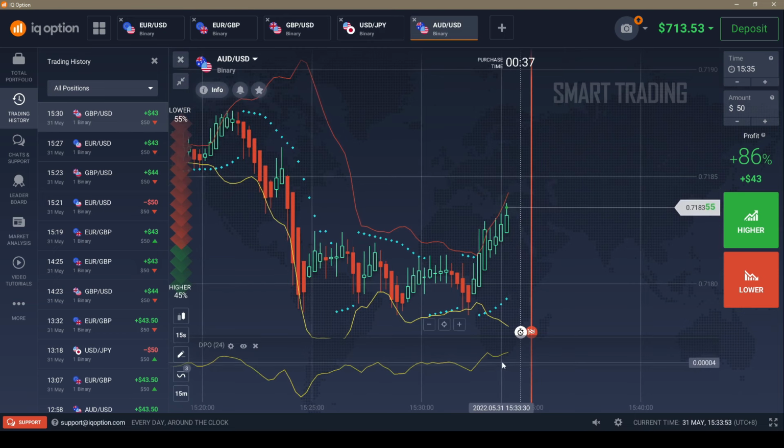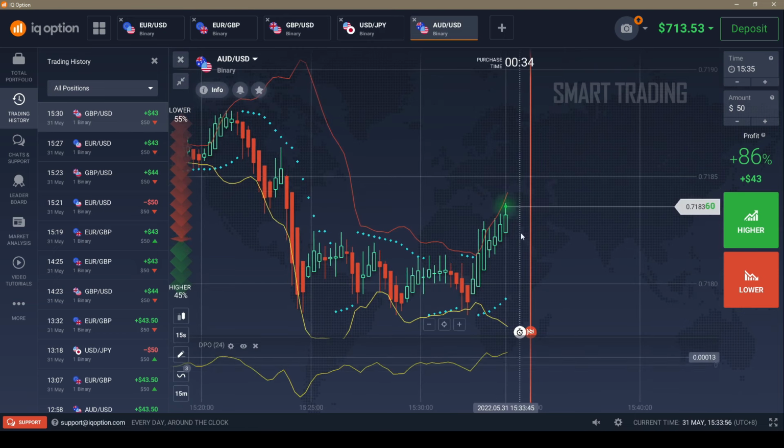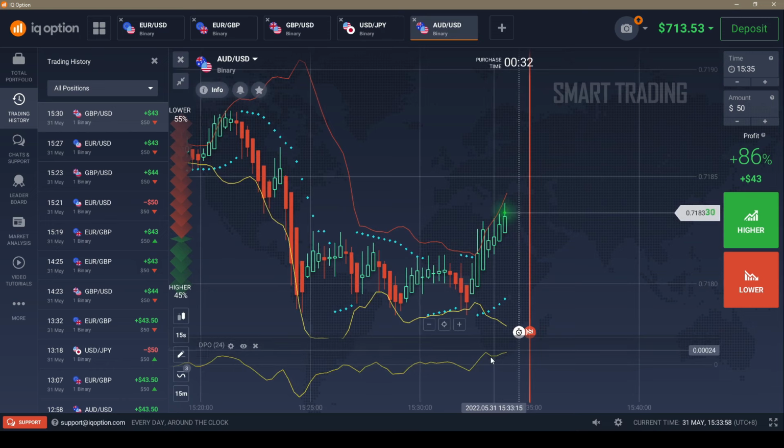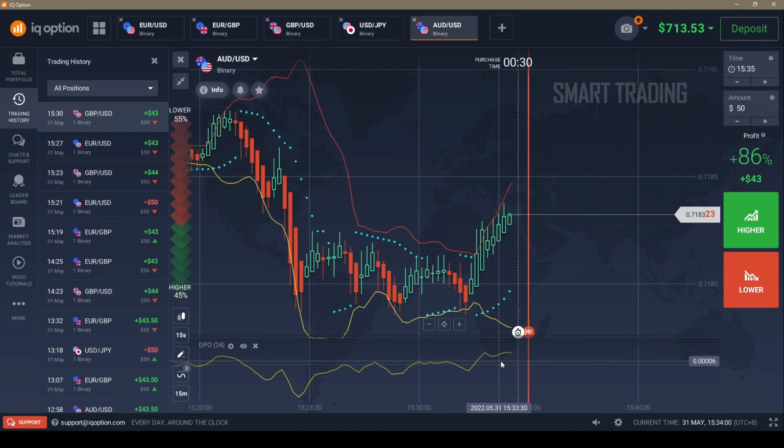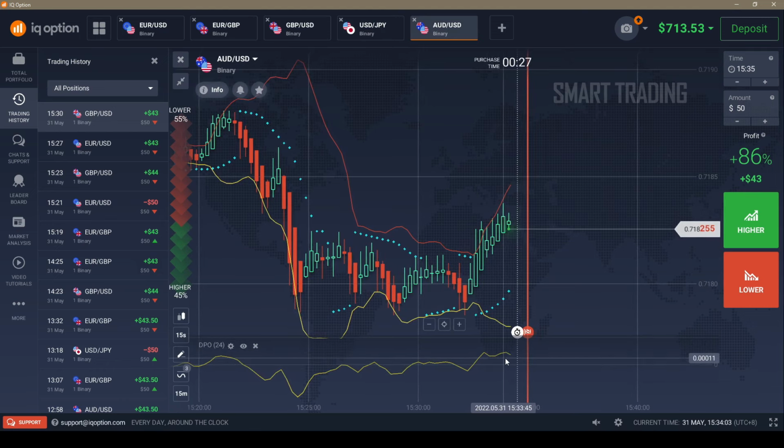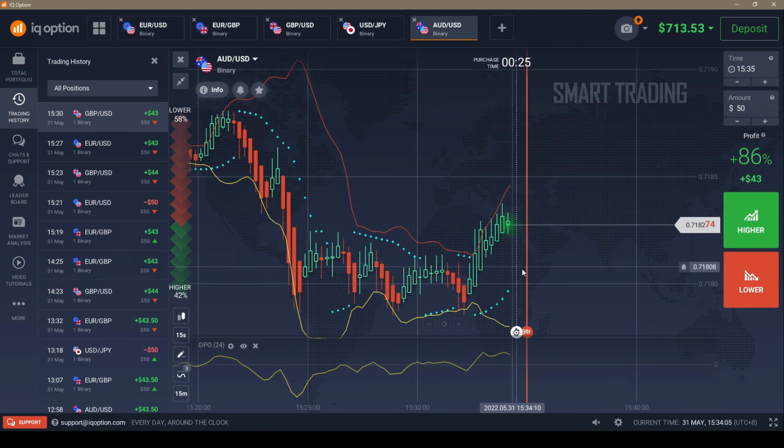Take a look at the AUD/USD. The candle bar reaches the resistance band level. The Parabolic SAR will tend to make a reversal for a second. The DPO shown on the chart is going down.